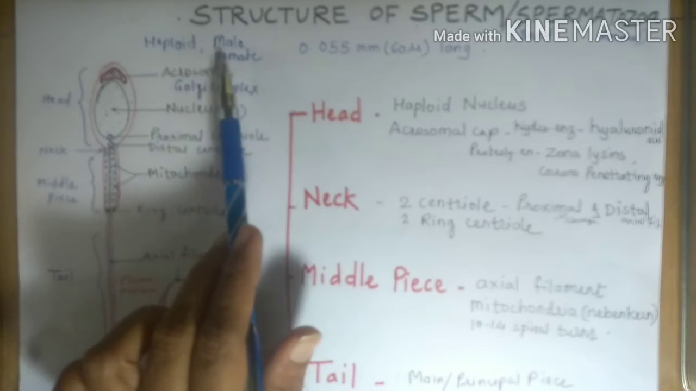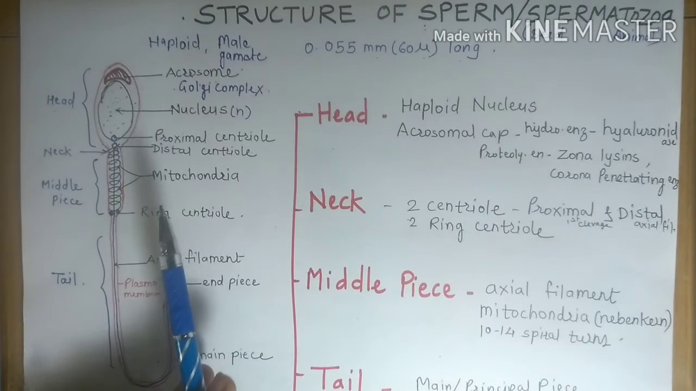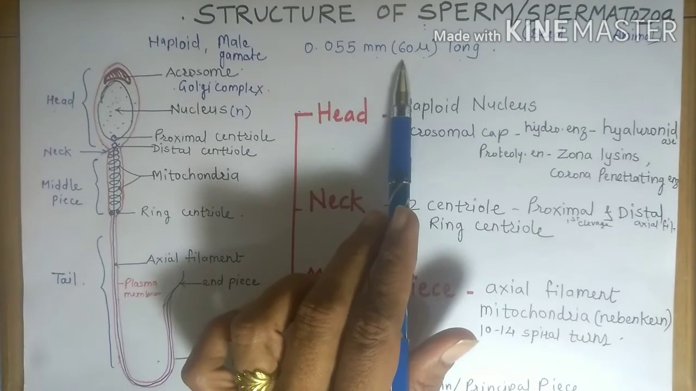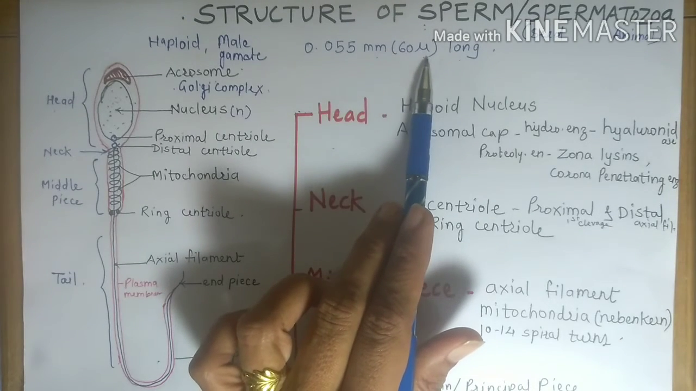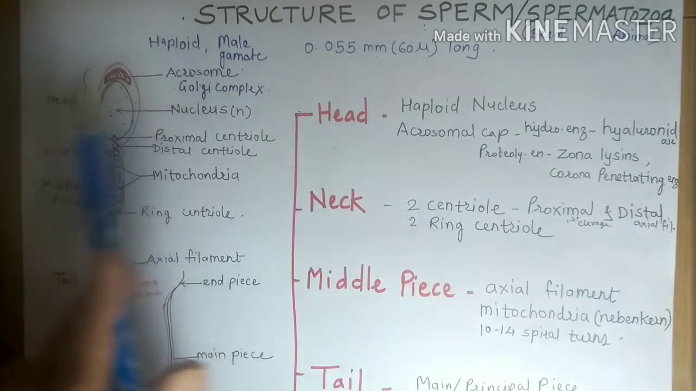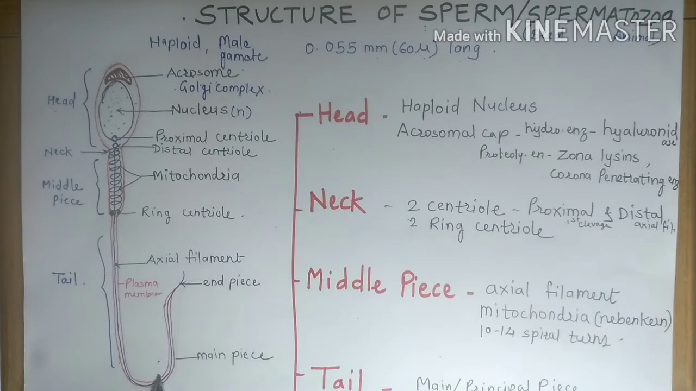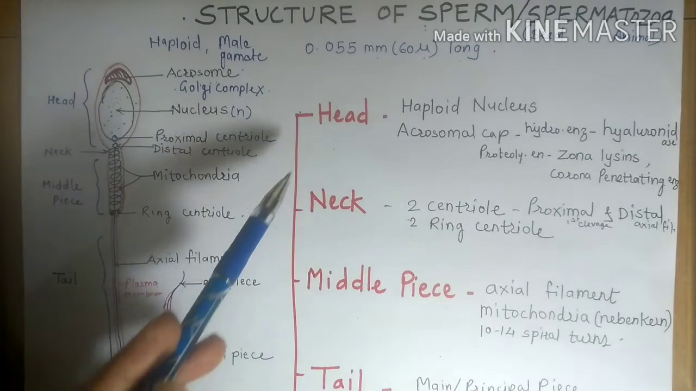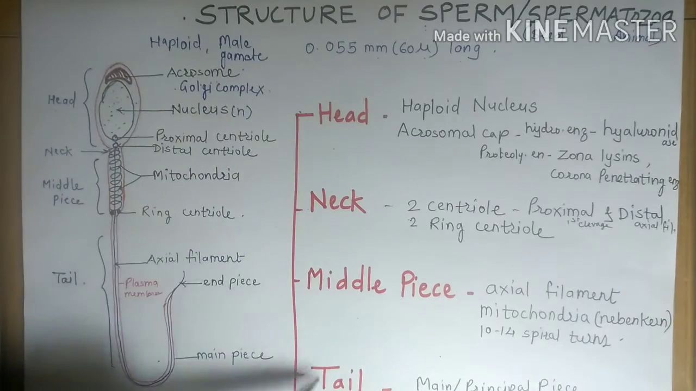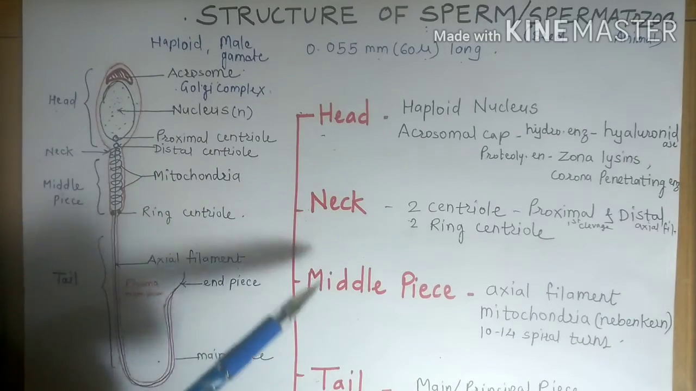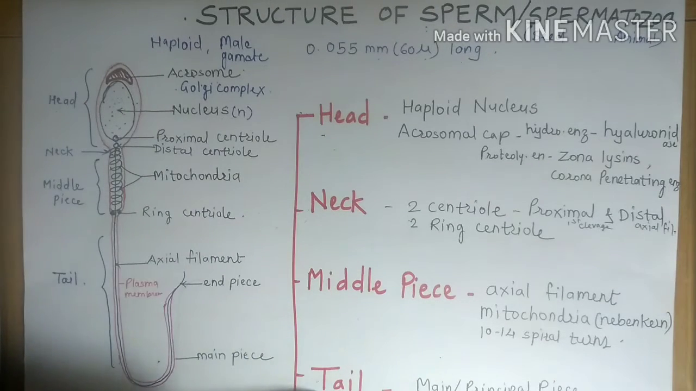Sperms are haploid male gametes. They are microscopic. They are the only moving cell in the human body. The size of a sperm is about 60 micron in length. You can see the diagram of sperm. It is an elongated structure divided into 4 parts: head, neck, middle piece and tail.